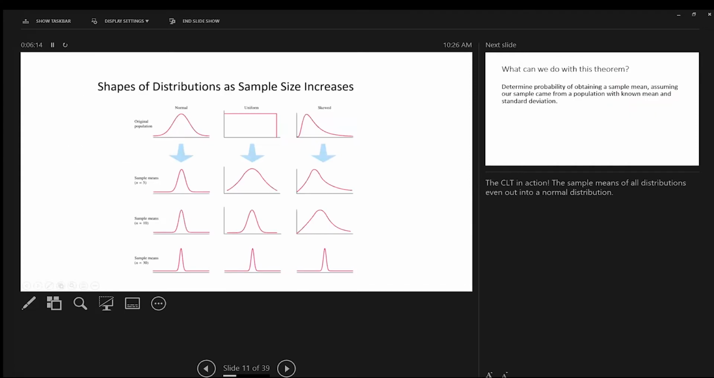And looking at this, we have our sample means, we have our n equals 5, so our sample size is 5, our sample size is 10, our sample size is 30. And with all of these, we can see that as the sample size increases, our curves become more and more normal, but they start to really pull in at the centers because standard deviation is getting so low and the means are really converging on the true mean of the population.